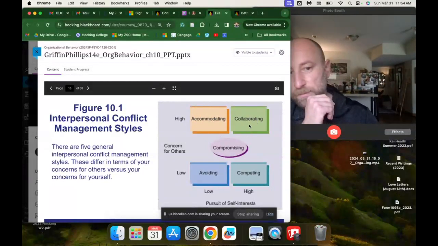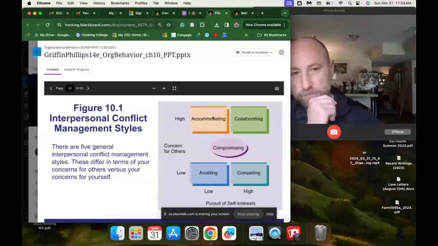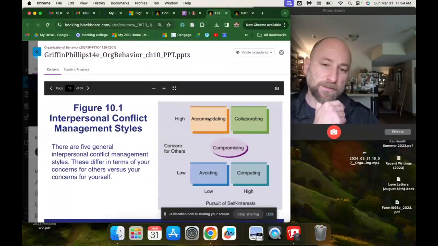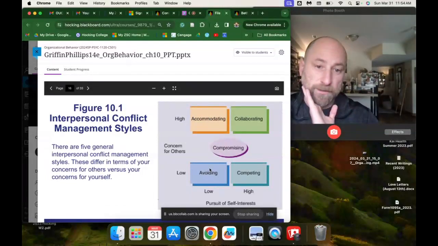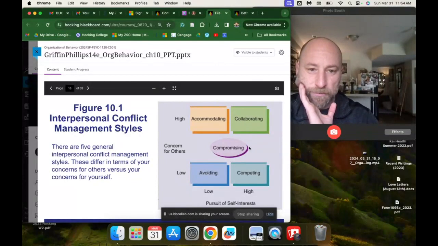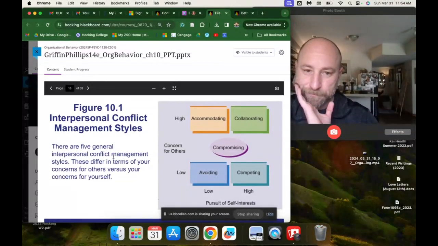So this is probably the quadrant we want to be in. Sometimes this can be useful, but too much of this is not necessarily helpful. And sometimes it can be useful to avoid a thing, at least for a time. But if we're spending too much time in either of these two quadrants, that's probably a problem. Of the four, this one's the best. Compromising is sort of being able to do all four as needed.